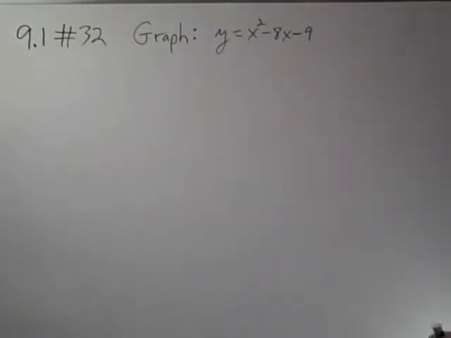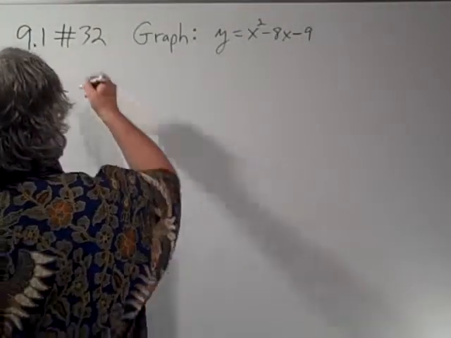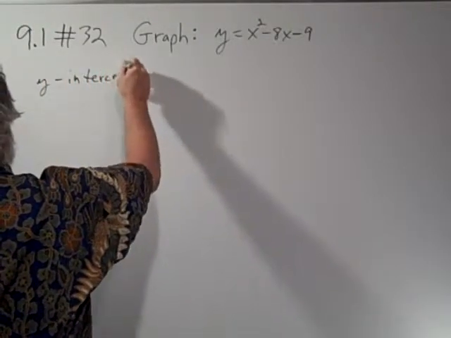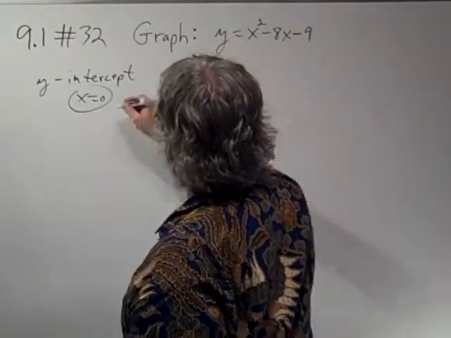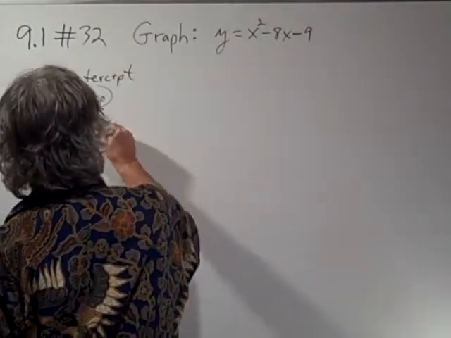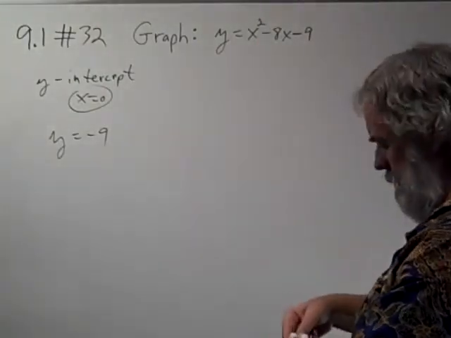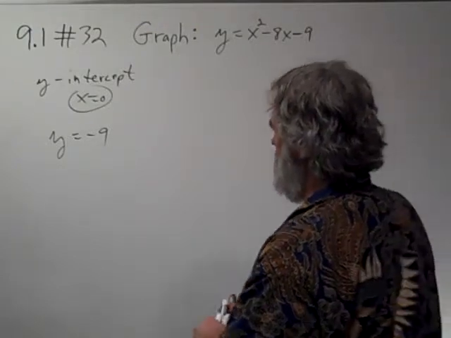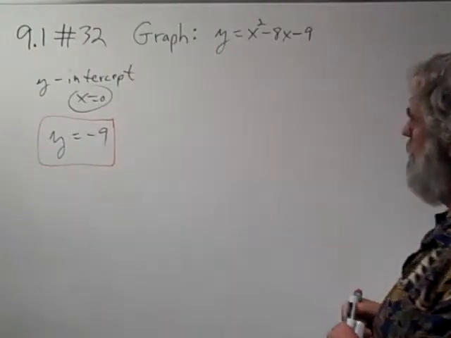Okay, we're going to graph this parabola, finding the vertex and the x-intercepts. Now the y-intercept. The y-intercept occurs when x is 0. So if you set x equal to 0, you get y equals negative 9, because 0 minus 8 times 0, minus 9. So there's our y-intercept at negative 9. That's where this parabola's graph intersects the y-axis.